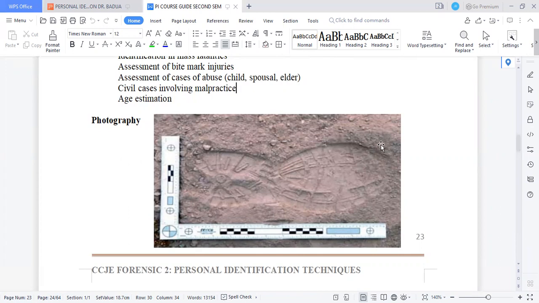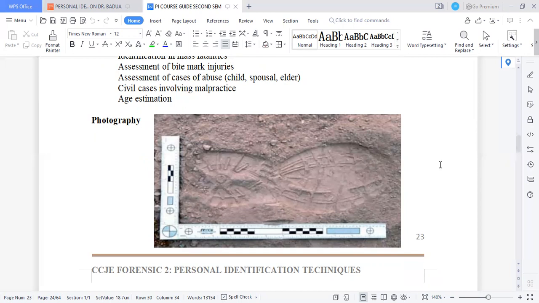So you could see in here an example that in photography, it would record objects that would lead to the identification of a person who has been involved in a criminal act. So this is a shoe print that has been found on soil, on a certain surface. So it was imprinted on this particular part.